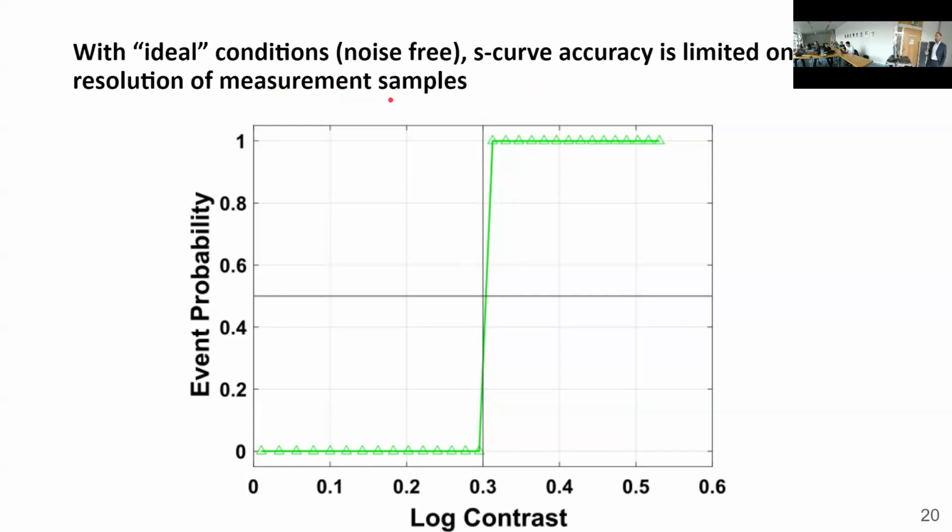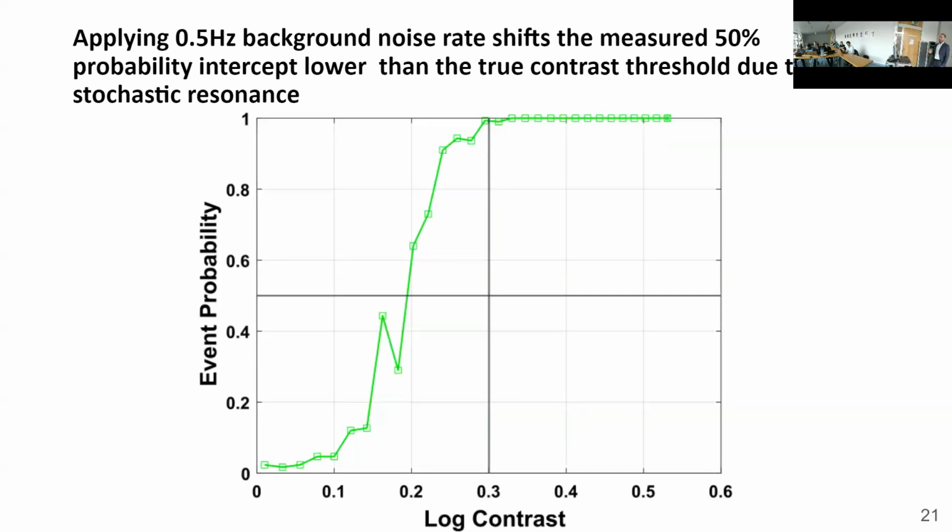But as soon as I apply noise, something different happens than what we would expect. What we see is that our nominal contrast threshold now shifts much further left than the actual contrast threshold. So I was expecting, I know my contrast threshold is 0.3, but my nominal contrast threshold predicts something less than 0.2, which is not really ideal if I'm trying to characterize the honest performance of my sensor.